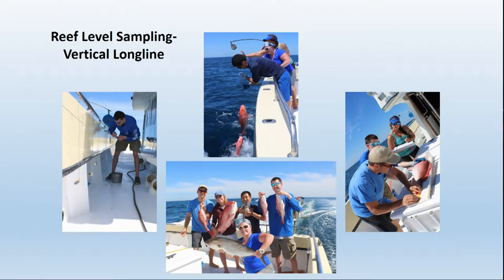So the next step, in the reef level sampling following the ROV work, is to actually sample the reef using a vertical long line. I'm not sure if any of you are familiar with vertical long line, but it's basically hook and line on steroids. And it removes any angler bias because we basically send down baited hooks for a specific time interval and then pull those hooks up, so that we can then standardize our catch effort, or CPUE. In our case, it'll be the number of fish caught per 5 minute soak.